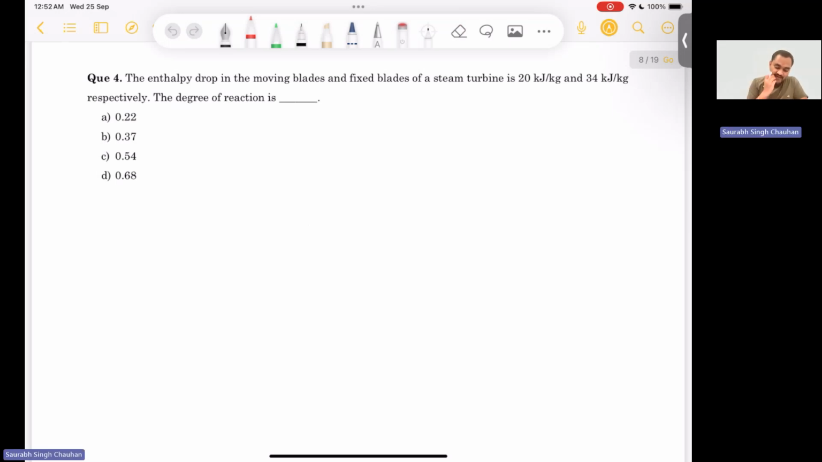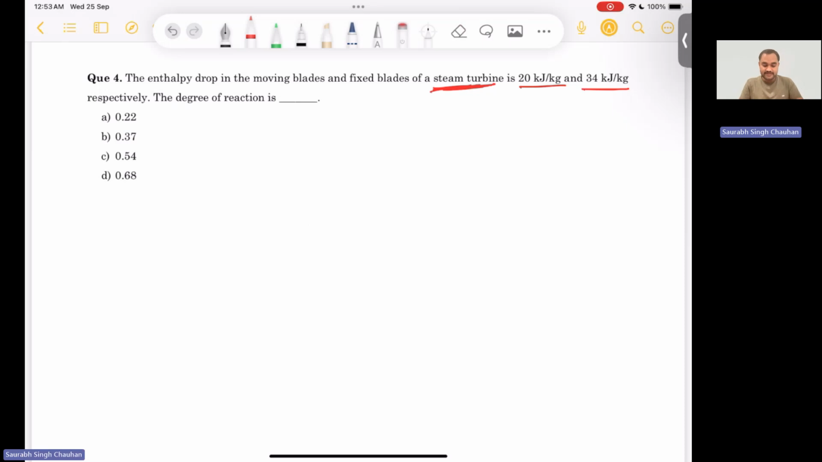Question number 4 says the enthalpy drop in moving blades and fixed blades of a steam turbine. So please be careful. We are discussing gas turbines, but here we have a steam turbine in this question. But we have discussed the steam turbines, so we can easily answer this question. It says the enthalpy drop in moving blade and fixed blade of a steam turbine is 20 kilojoule per kg and 34 kilojoule per kg respectively, and we have to tell the degree of reaction.